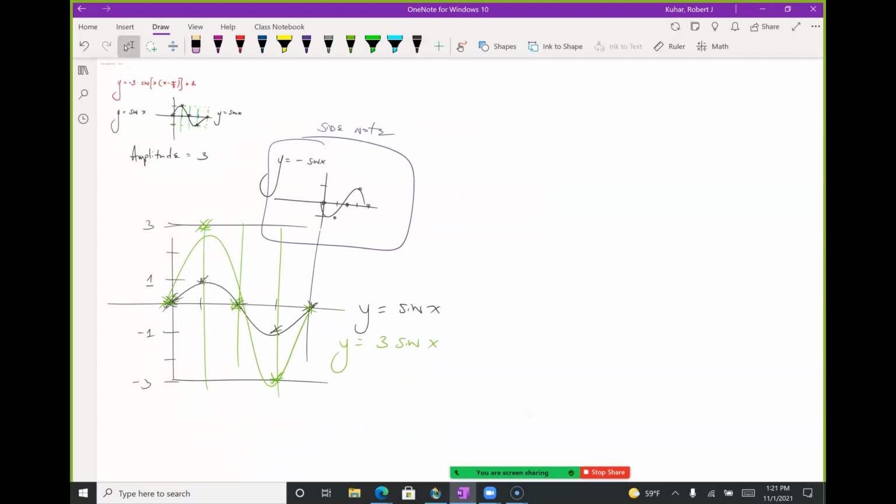So step 1, draw the mother. Draw the reflection if I have one. Find the amplitude, draw the graph with the amplitude.